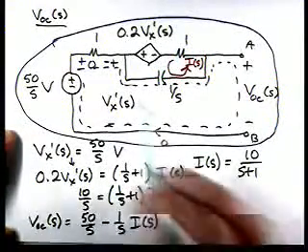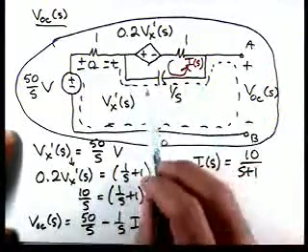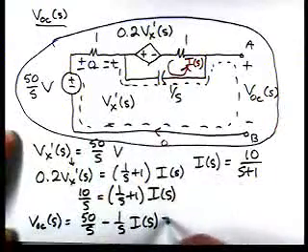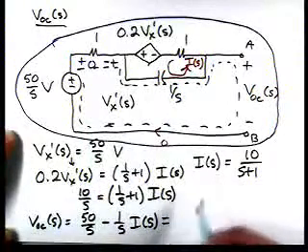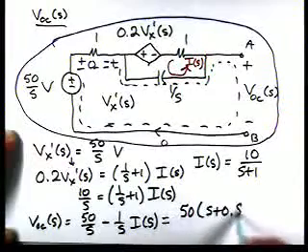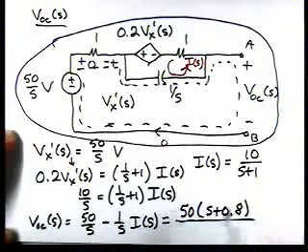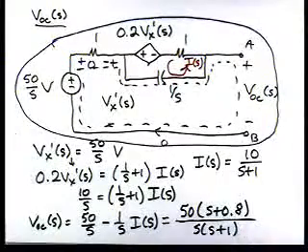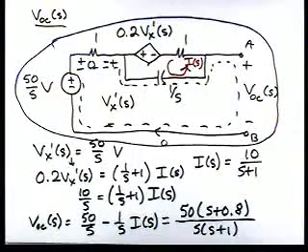Okay. So if we go around by the dash line, VOC is 50 over S minus 1 over S times I of S. And if we go through and do the algebra, we get 50 times S plus 0.8 over S times S plus 1. So there's the open circuit voltage. We've completed that calculation. Now we need to calculate the short circuit current.